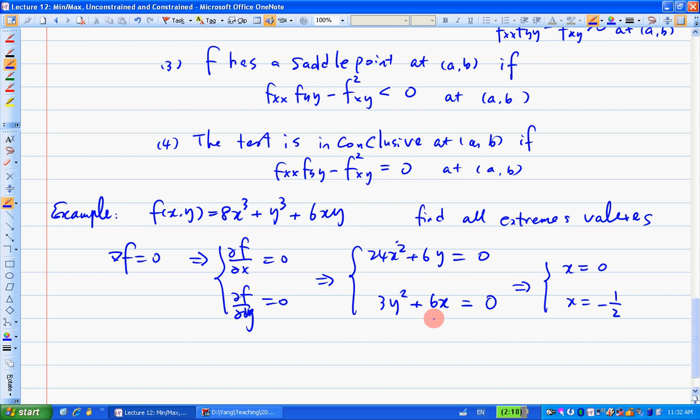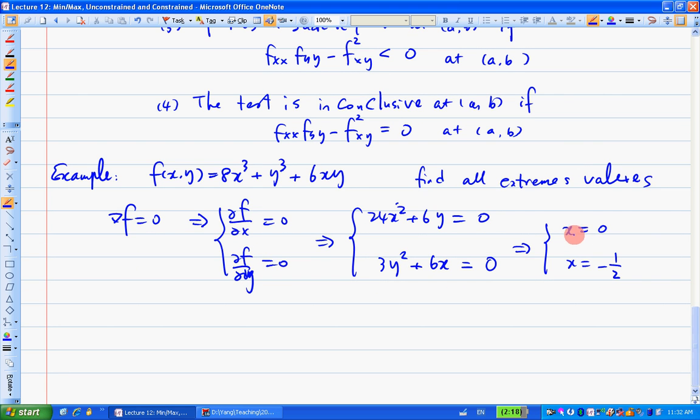Anyone want to go over the steps? I think you can take a look at how to solve this. So when you have x equal to 0, x equal to negative 1/2, you're going to have different y values here, right? When x equals 0, you can find y is also 0. And you substitute negative 1/2 here, and y is negative 1.